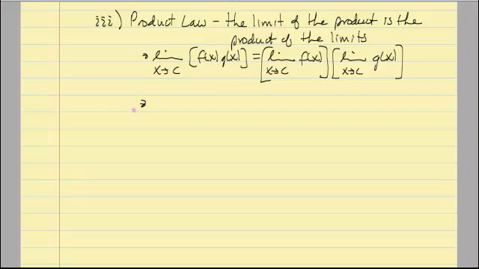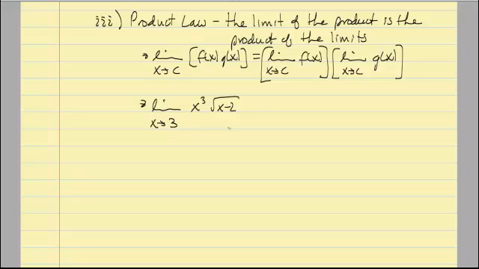Let's go ahead and look at an example representing the product law. Limit as x approaches 3 of x cubed times the square root of x minus 2. Well, again, usually you'd plug directly in here. You'd get 3 cubed is 27. The square root of 3 minus 2 is the square root of 1. And 27 times 1 is 27, and you'd be done.